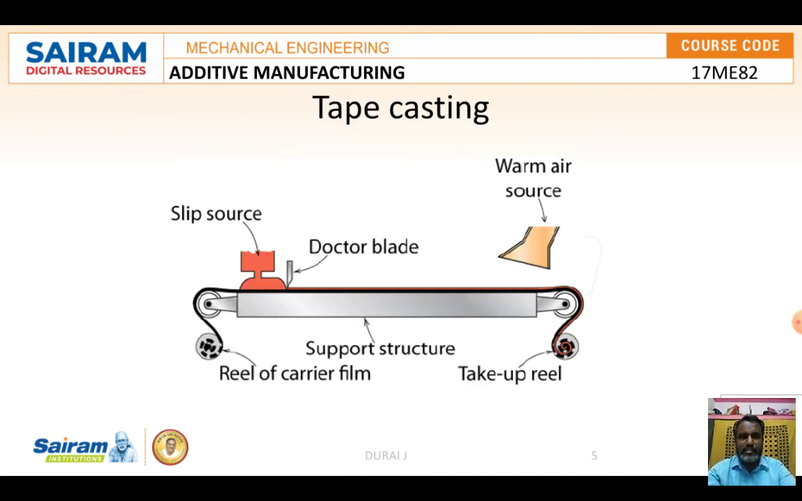Then comes the next topic, tape casting. In this diagram, the slip source is shown on the left-hand side, and the warm air supply on the right-hand side of the component, along with the support structure. In the support structure, the reel of film goes over there. This process is a variation of the slurry casting process, and it is used to produce thin flat sheets or films.